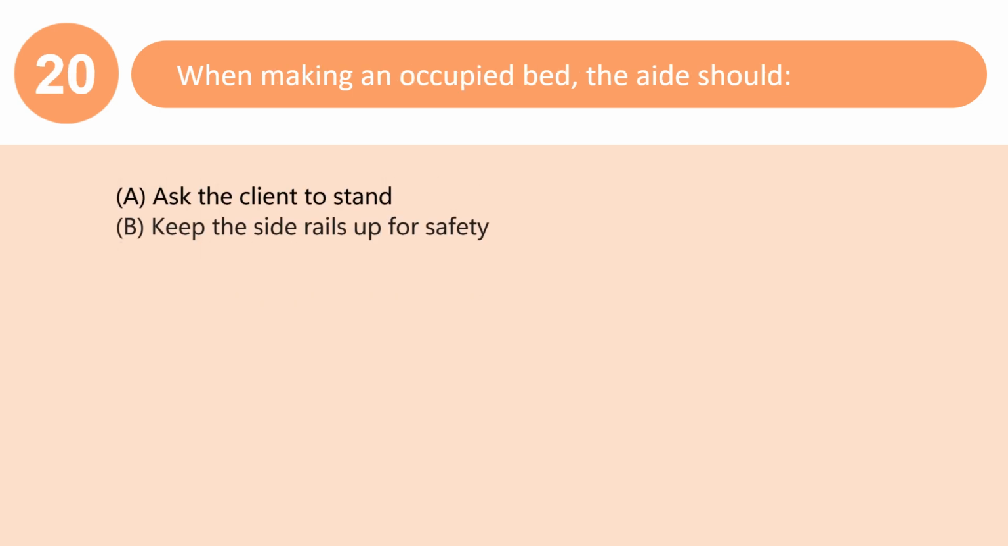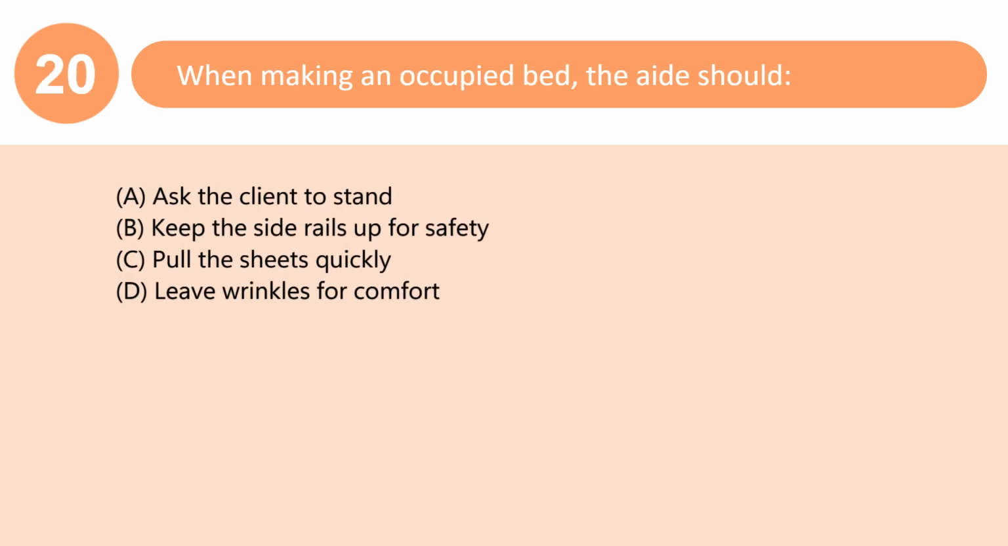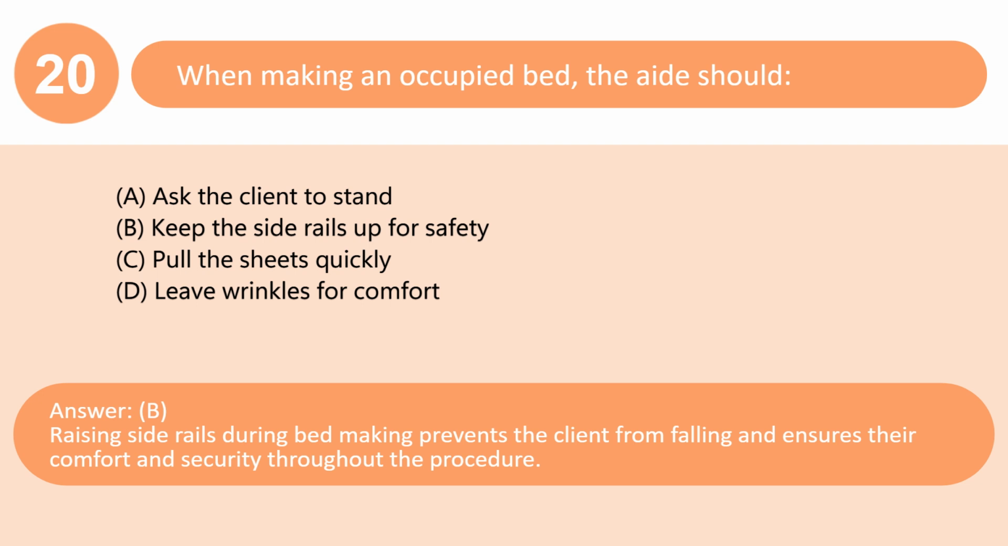When making an occupied bed, the aide should: A. Ask the client to stand. B. Keep the side rails up for safety. C. Pull the sheets quickly. D. Leave wrinkles for comfort. Answer: B. Raising side rails during bed making prevents the client from falling and ensures their comfort and security throughout the procedure.